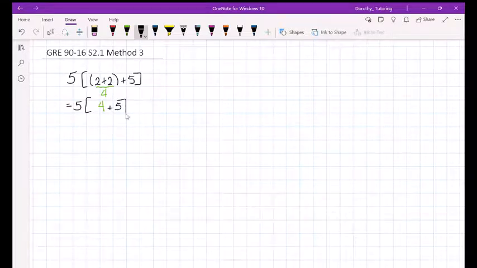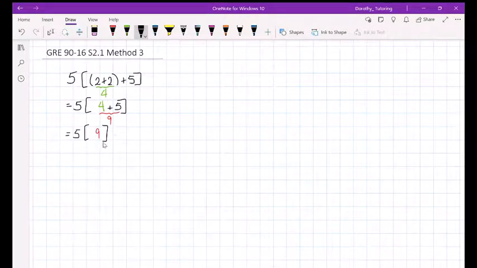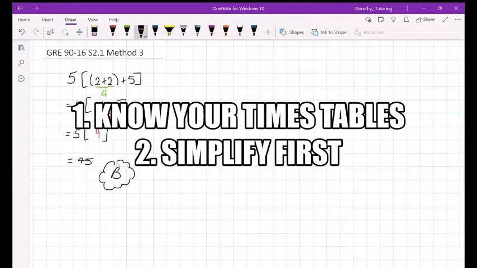Now I'm going to add up what's in the square brackets. And you'll see that's 9. Right. So my answer is, again, 45. And I choose B. What have we learned from this? You need to know your times tables and always simplify first.